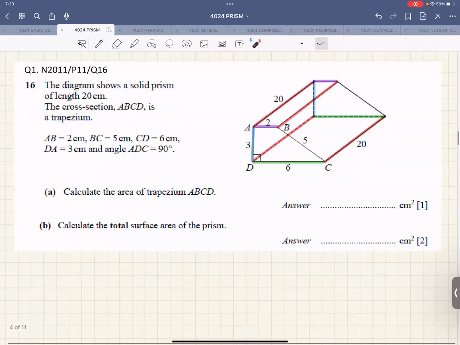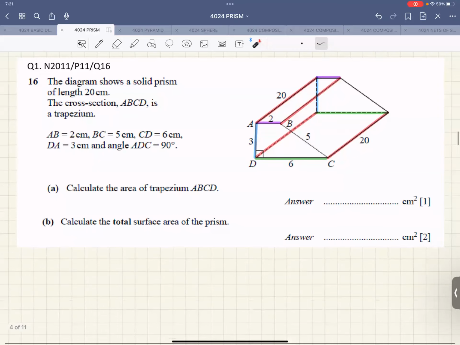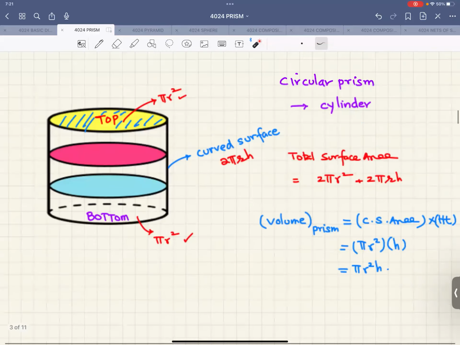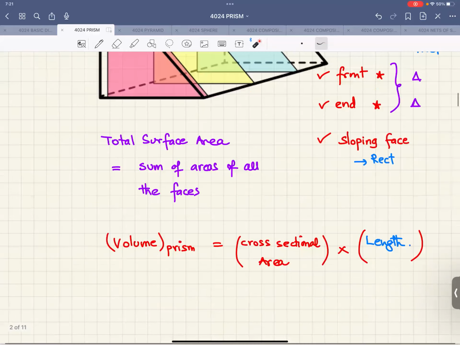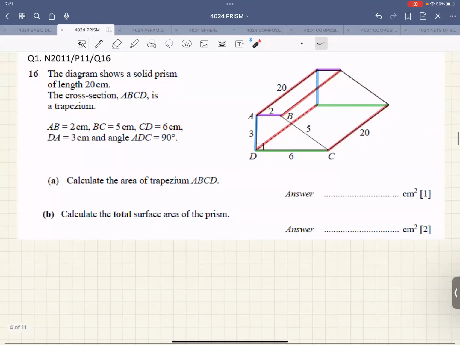Now, first of all, let me figure out how many faces there are. There is the top rectangle. There is the bottom rectangle. There is the side wall. There is a front and a back trapezium. So just like the diagram that we got started with, the triangular prism, this is a trapezium prism, if that name sounds okay. So now, first of all, let me draw some lines.